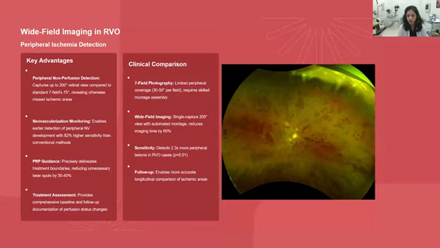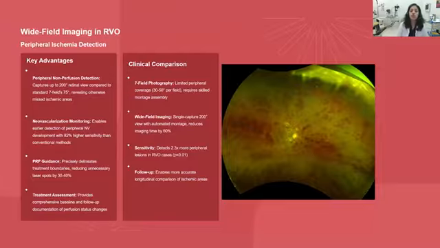A 7-field photography or a single capture like this, which gives you a 200-degree view of the retina on a wide field image, reduces imaging time by about 60%. So it can detect about 2.3 times more peripheral lesions in RVO cases. So periphery is also very important in RVO. And this also helps us to follow up and enable more accurate longitudinal comparison of ischemic areas.